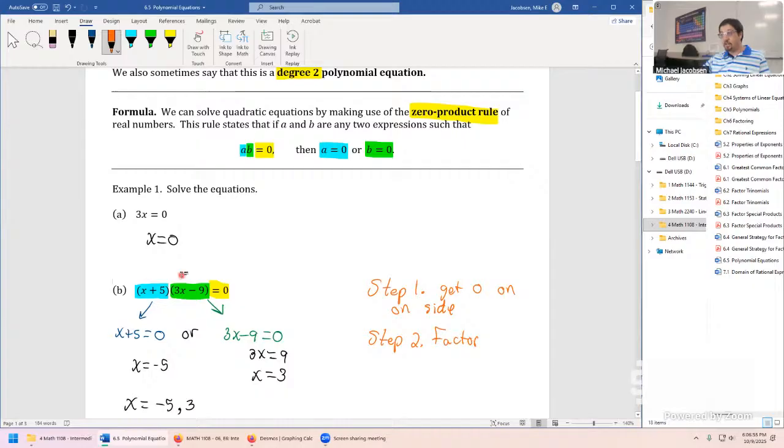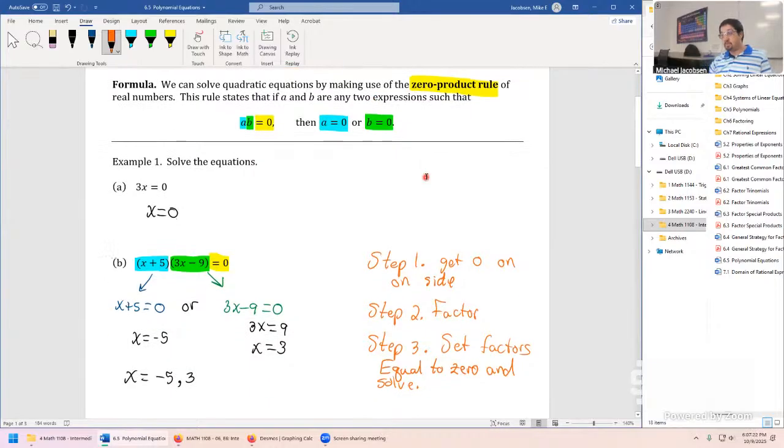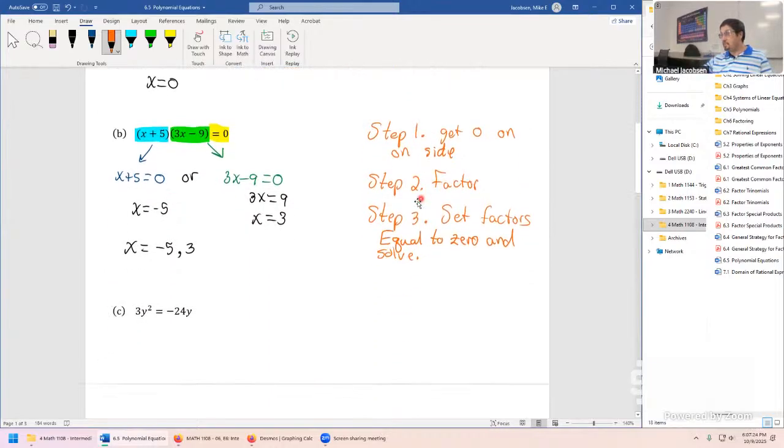That's what we had here that was helping us out. We had it in a nice factored form. Then step 3, set factors equal to 0 and solve. Setting the factors equal to 0 is just this part right here, the a equals 0 or the b equals 0. So we'll try that out on the next problem.